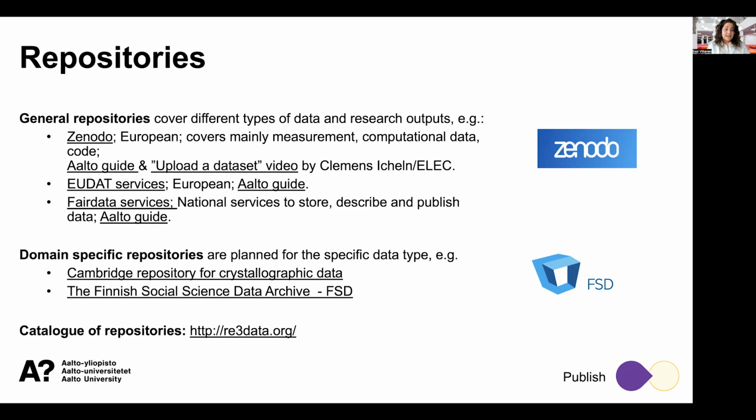Or you might choose to go with a domain-specific repository that is planned for a specific type of data. This might be the Cambridge repository for crystallographic data, or the FSD, the Finnish Social Science Data Archive, which was actually where the example that I showed you of the interview data came from. And in case you're wondering, there's a catalog of repositories where you can go and click through your field and see which options might be field specific to you, or then if you want to go with a generalist repository.